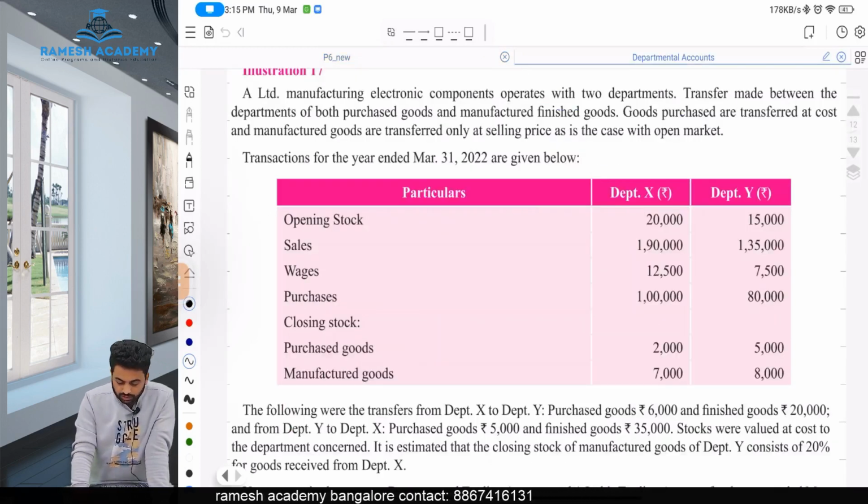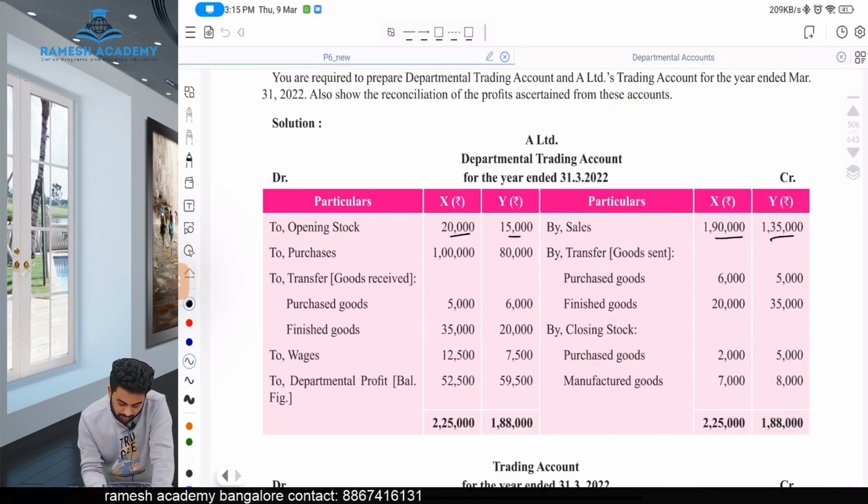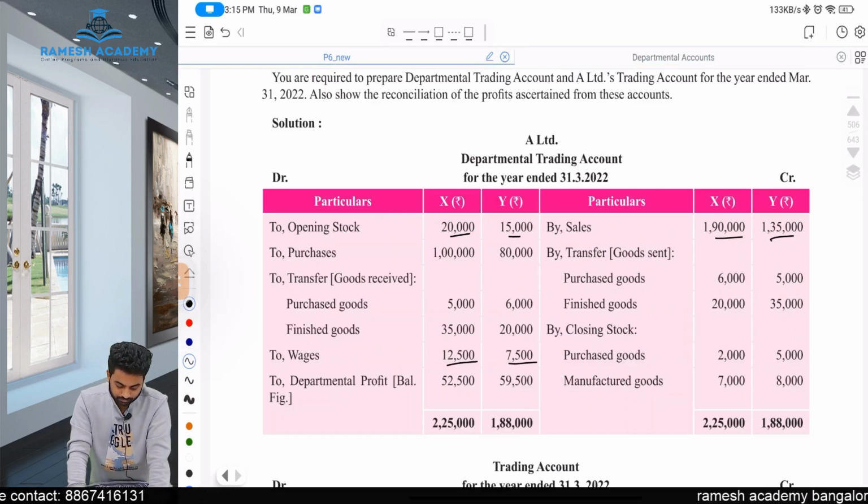There are wages of 12,500 and 7,500 to Department X and Department Y respectively. 12,500 and 7,500. Okay, sir. Understood. So far we understood.